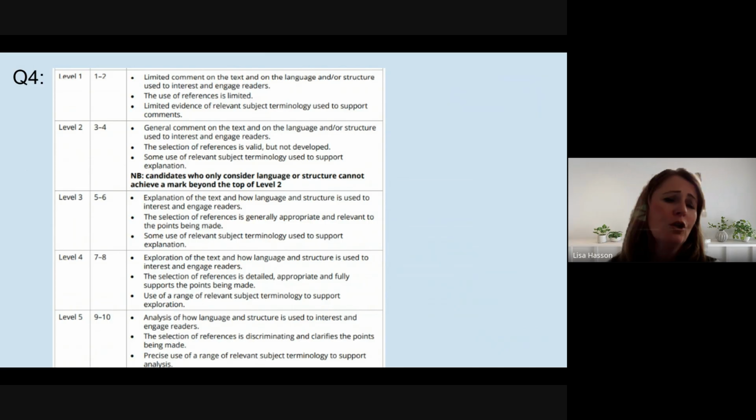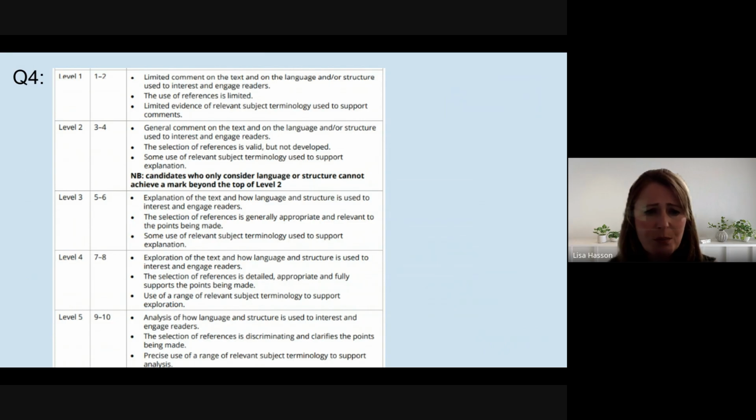It doesn't matter how good your analysis is. If you've done it well, but you've only talked about one or the other concept or idea, you're not going to get above 4 marks. So please bear that in mind. In terms of the mark scheme, other than that, it's actually quite similar to question 2, that to get the middle band, you're going to be explaining how language, and in this case, of course, structure as well, is used to interest and engage readers.